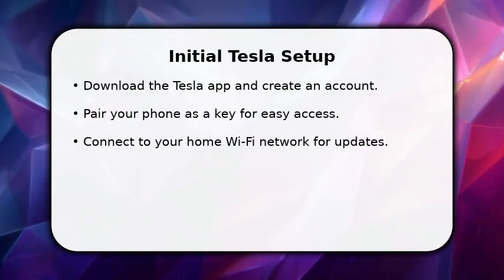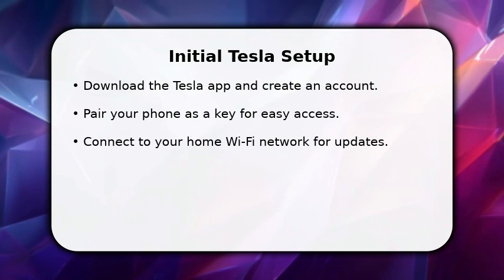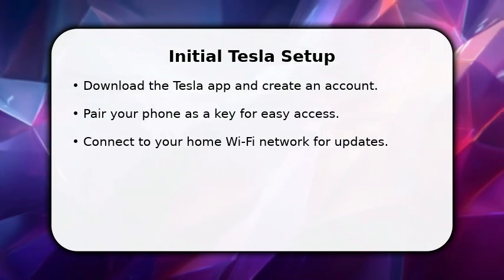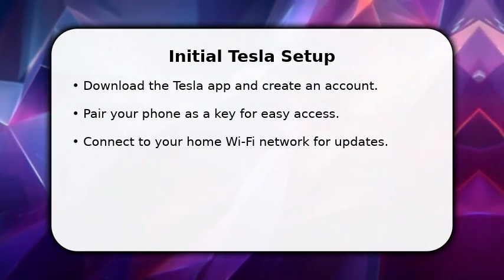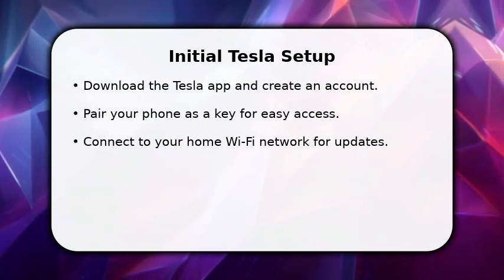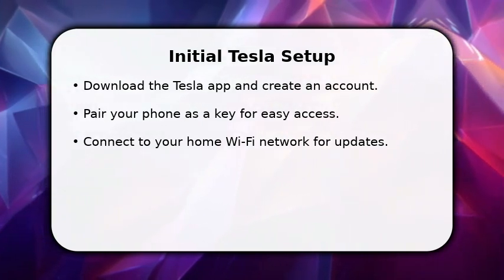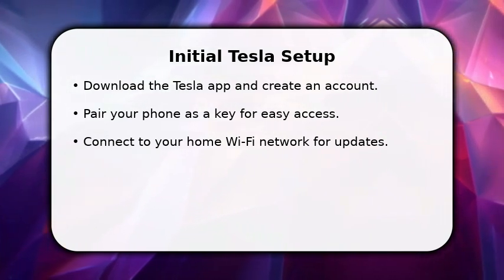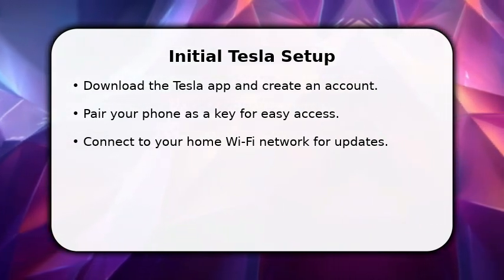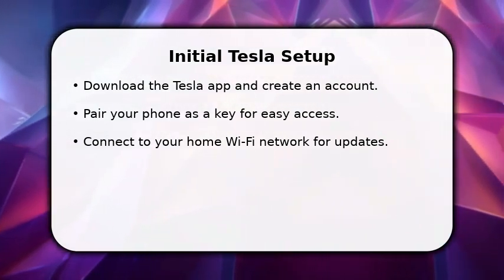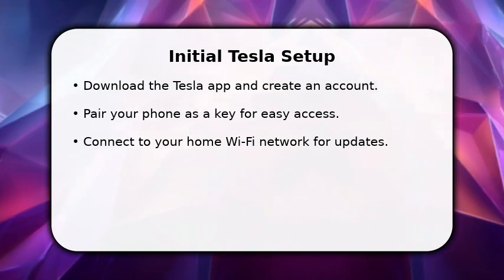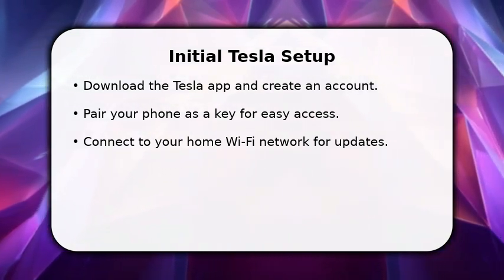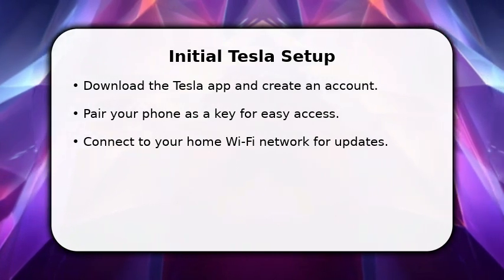In this video, I will explain how to set up your Tesla Model 3. First, download the Tesla app on your smartphone and create your account. This app is crucial for managing your vehicle. Next, pair your phone as a key, which allows for seamless entry and starting. Finally, connect your Model 3 to your home Wi-Fi network to ensure you receive the latest software updates efficiently.